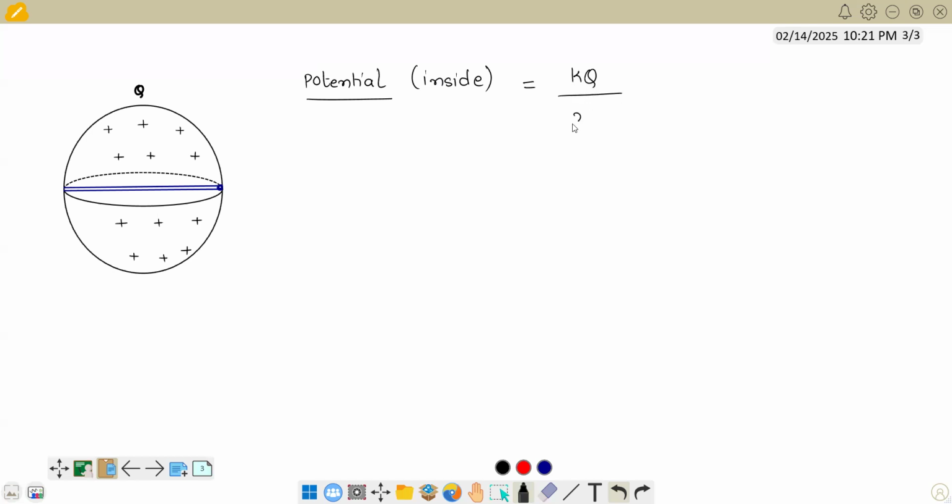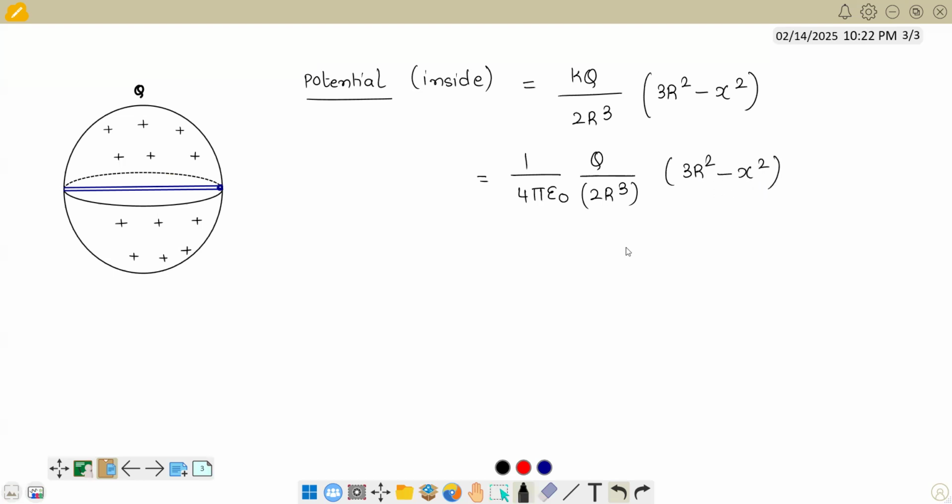So just remember kq by 2r cube into 3r square minus x square. K is 1 by 4 pi epsilon naught. So 1 by 4 pi epsilon naught q by 2r cube into 3r square minus x square, where x is the distance from the center. So this will be the typical formula. At x equals 0, if I substitute x equal to 0, you will get 3 by 2 kq by r.